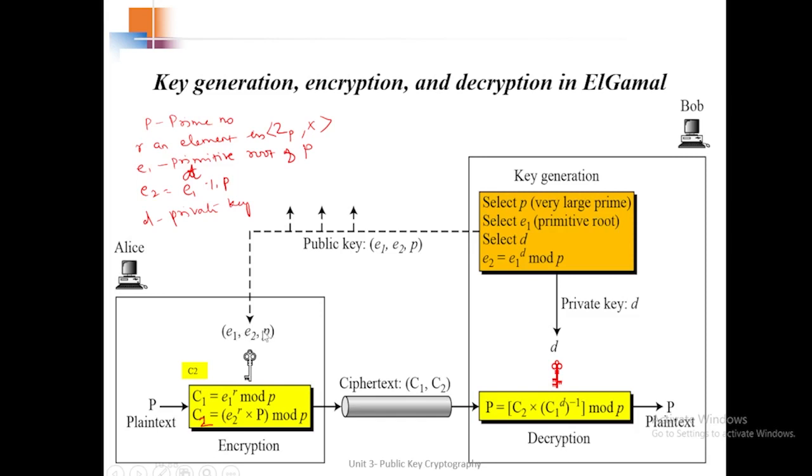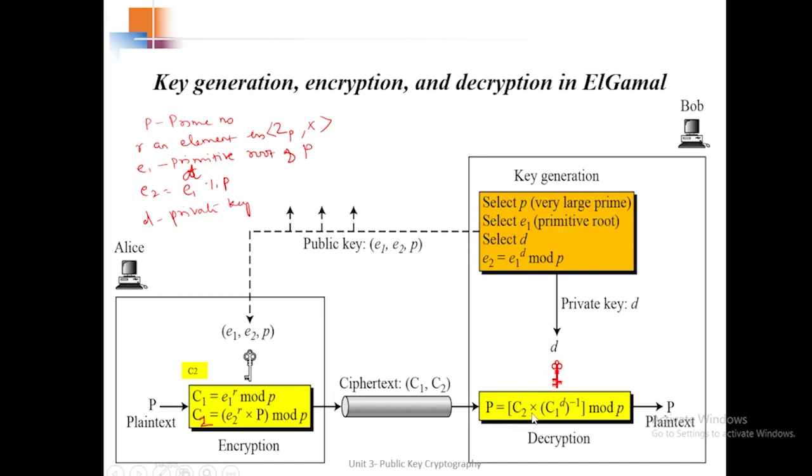These are all the public keys. That means E1 is a primitive root of P, and E2 is a value calculated from E1. So the public key pair is E1, E2, P. At the receiver side, there is a need to generate a private key D. Using the private key only, we are able to implement the decryption methodology. So select a large prime number P, select E1 as the primitive root of P, and select any D value. Then E2 is equal to E1 power D mod P. From that, D is calculated.